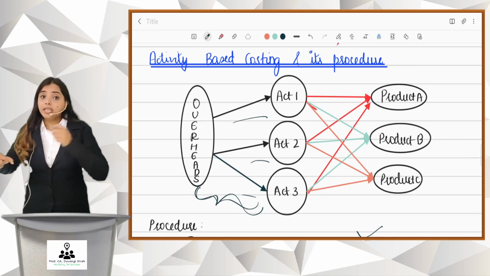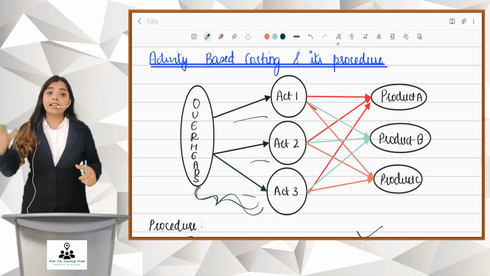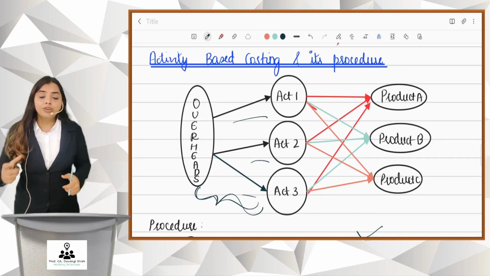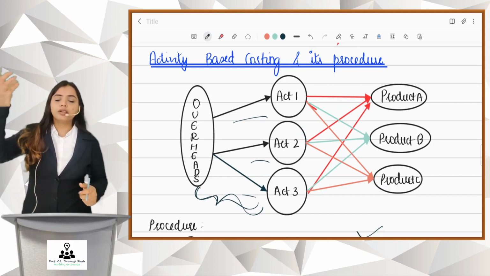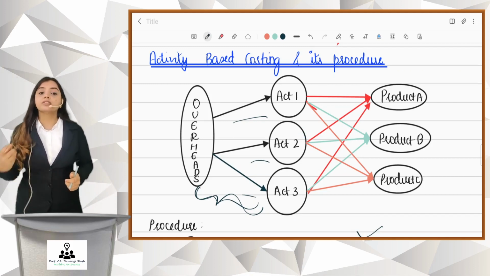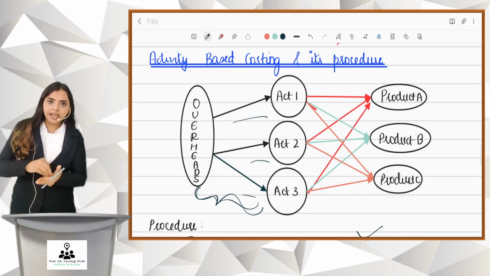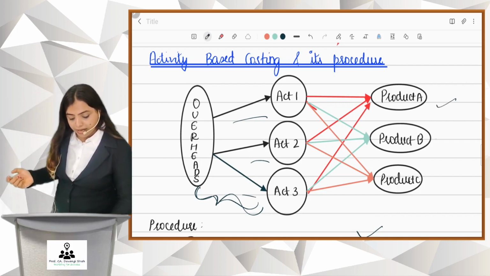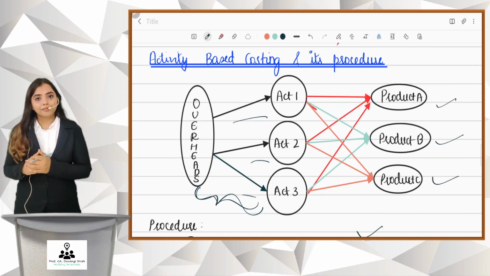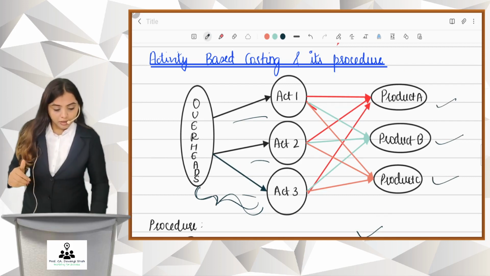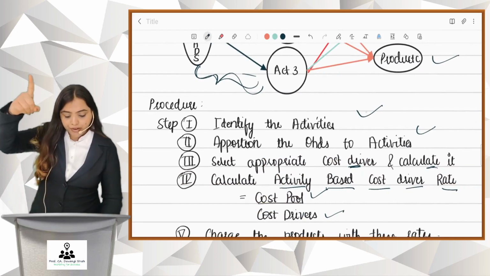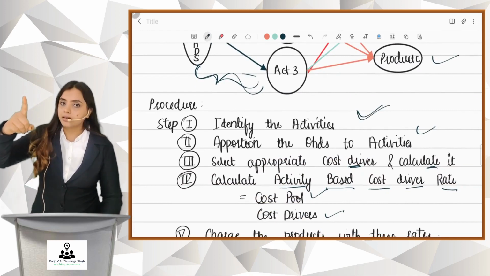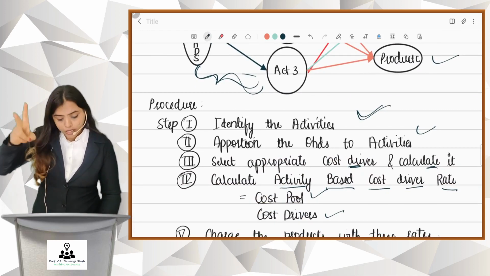And then for each activity, we will calculate a cost driver rate. Like we had absorption rate, here you have activity-based cost driver rate. And based on that rate, we will be charging to products and customers. Okay? See the procedure, what we have to do? In your business, first identify the activities that the business has. Then identify the cost of each activity.